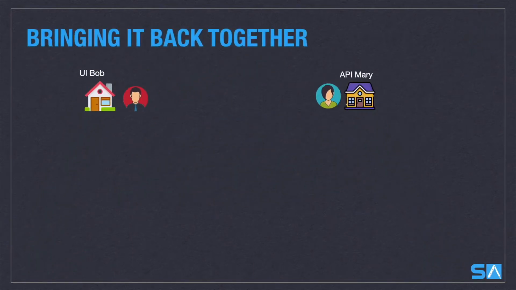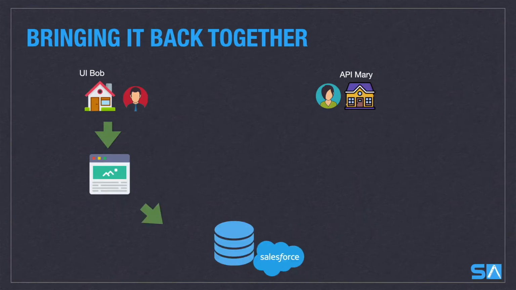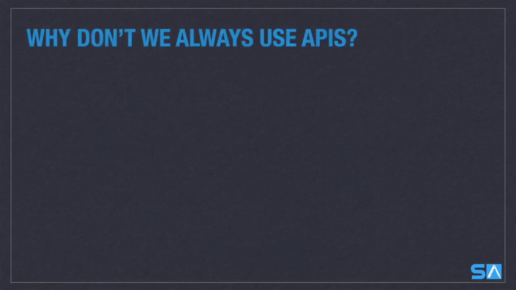So bringing it back together, let's take an example of automating Salesforce. UiBob would automate the actual user interface of the application, which would save and read data to the database. Whereas API Mary would use an API interface, which would also save and read data from the database. So given it was much more convenient for Mary to order McDonald's, why don't we always use APIs? First of all, they're not always available. Not every application supports an API interface, which is why RPA is so powerful in that it can tie many different applications together, not just those that have APIs only.